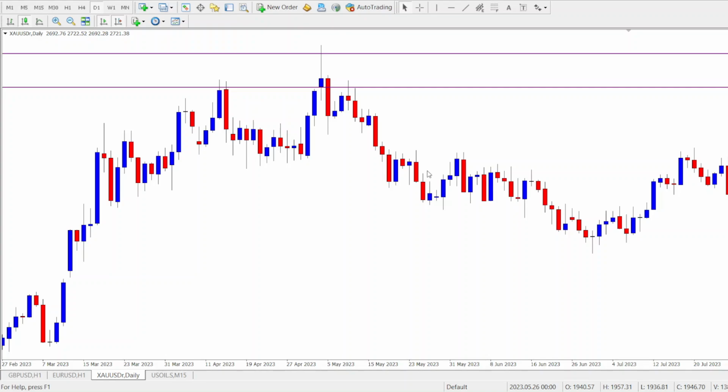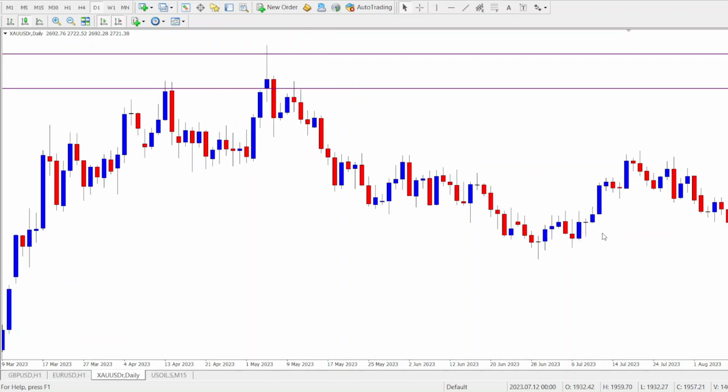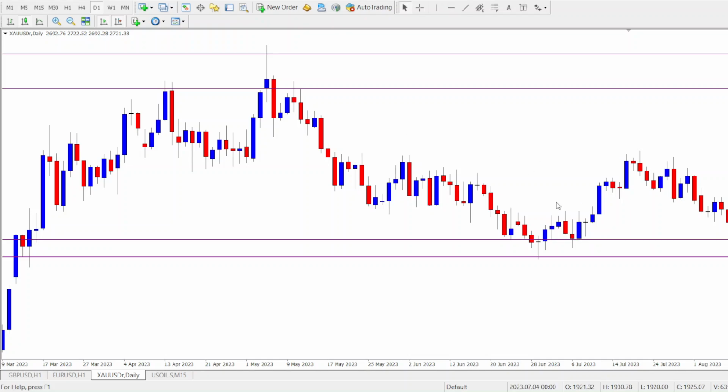Now, as for demand zones, they are areas where buying pressure exceeds selling pressure, leading to a potential increase in price. It usually occurs at previous lows where buyers have stepped in. We can see demand zones around here.